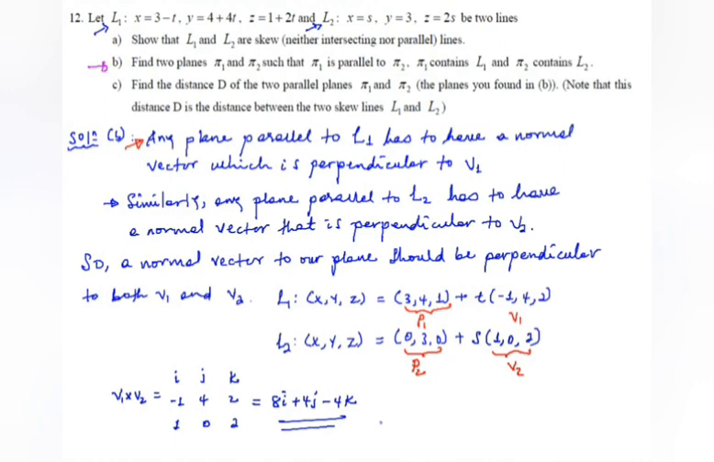So if we have the normal, the only thing that we need to determine the two planes is a certain point on the plane. Okay, so now take a certain point on L1.